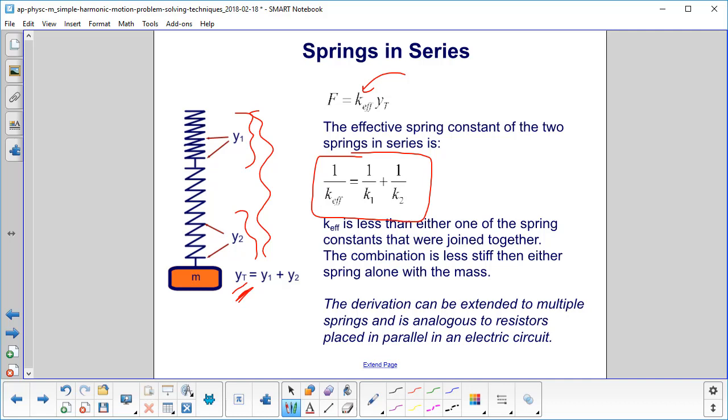So k effective will be less than either one of the spring constants that were joined together. So the combination will be less stiff than either spring alone with the mass. And you can actually do this with multiple springs, and they can all have different spring constants, unlike when you have them in parallel. And what is this? This is going to be analogous to resistors in parallel.